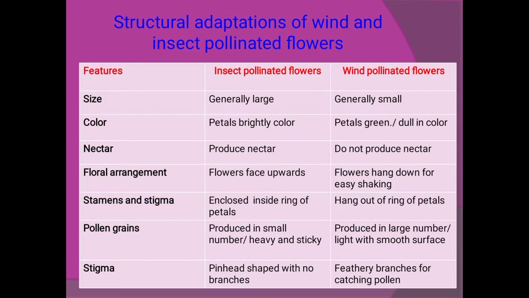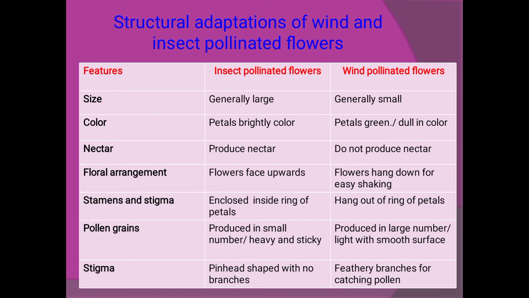Stamens and stigma. Stamens are the units of the male reproductive part of the flower, that is androecium, and stigma is the subpart of the female reproductive part, that is carpel. Stigma, style and ovary, these are the three subparts of carpel. So the stamen and stigma in the insect pollinated flower are enclosed in the ring of petals, while in wind pollinated flowers they hang out of the ring of petals.